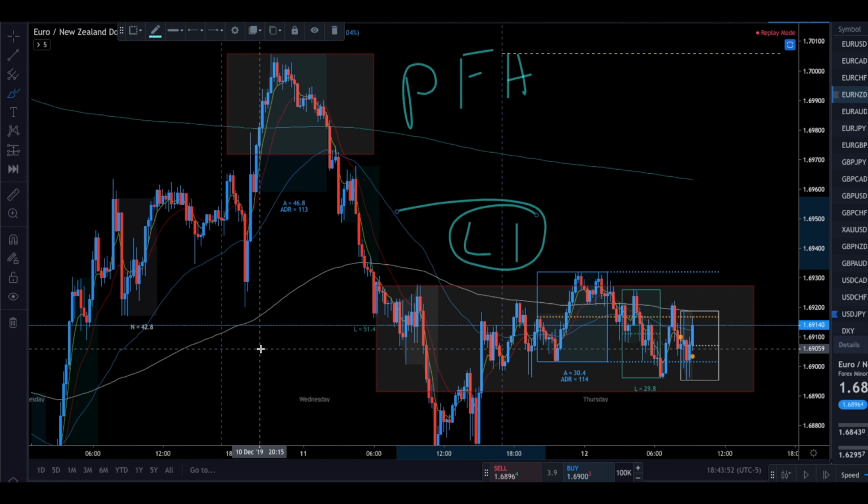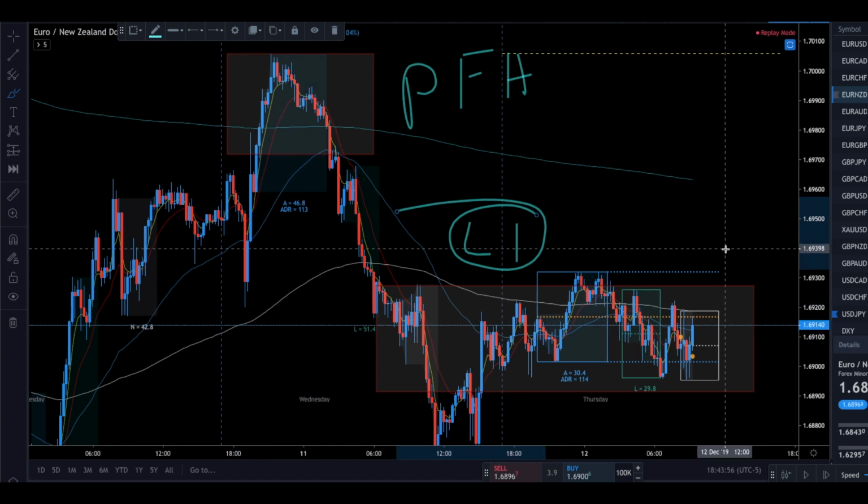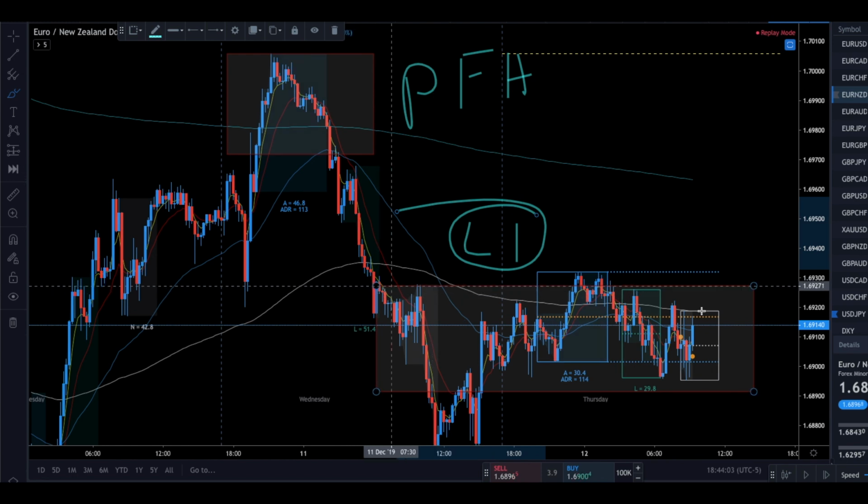You don't trade against the peak formation high. You don't counter trend trade on level 1.